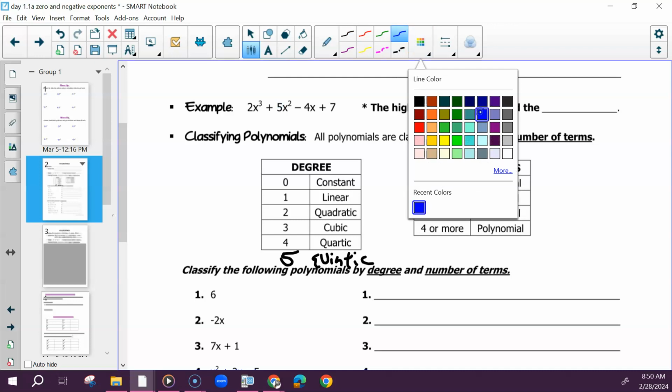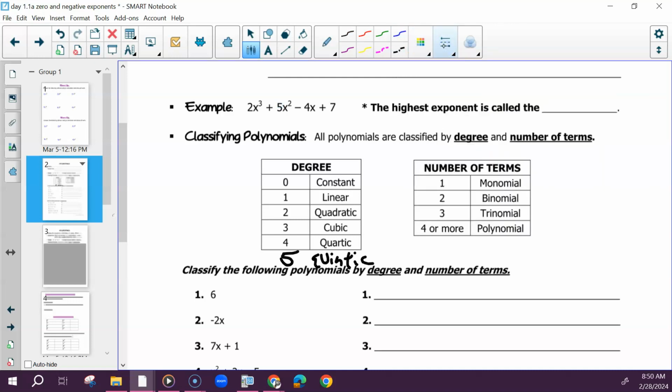And then number of terms is based on how many of them are there. So if I just had 7, that would be monomial, so just one term. If I had 2 terms, that's a binomial. And then 3 terms would be a trinomial, and then 4 or more is a polynomial. Polynomial can be used multiple ways, though. So when I say classify the following polynomials, these are all polynomials, and specifically 4 terms or more are polynomials. So keep that in mind. Don't let that confuse you.